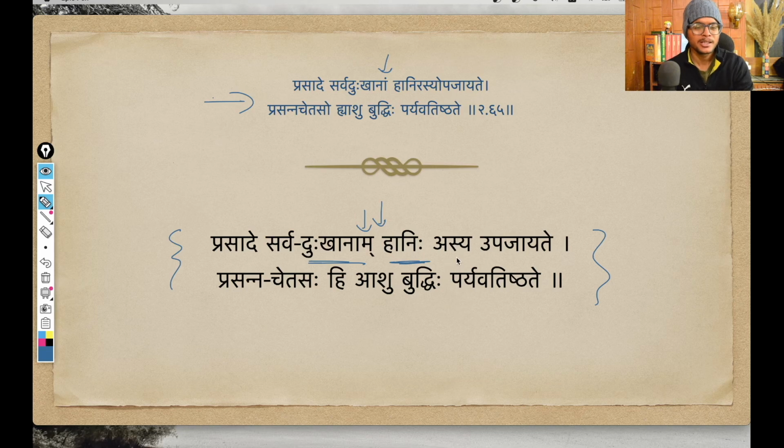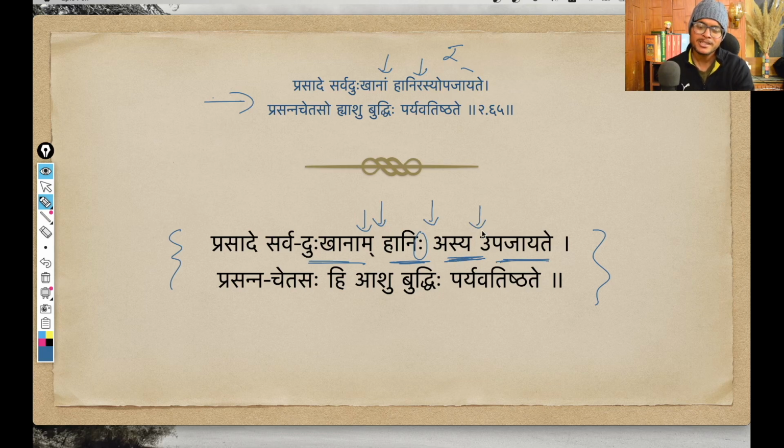Then another Sandhi we can spot between Hanihi and Asya. And what Sandhi is this? The Visarga is very clearly changing into a Rakara. This is the Rutva Sandhi, the Refa Sandhi. So Hanihi Asya becomes Hani Rasya, Visarga changing into Rakara.